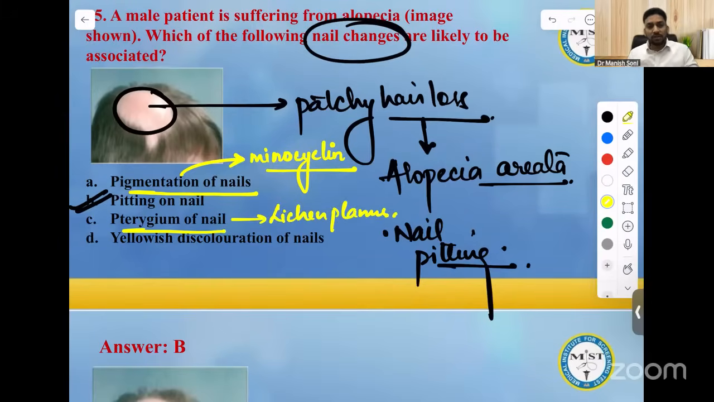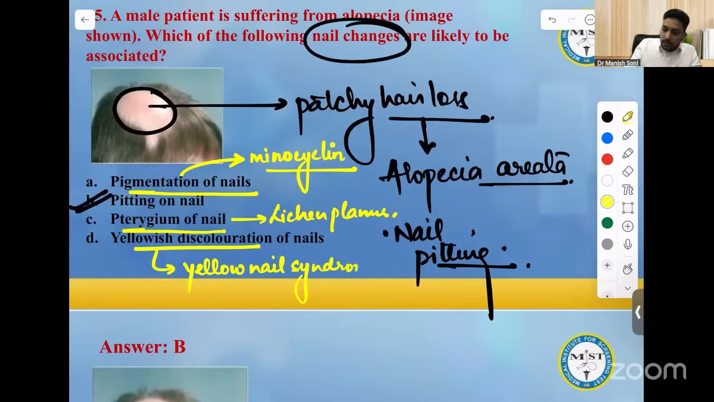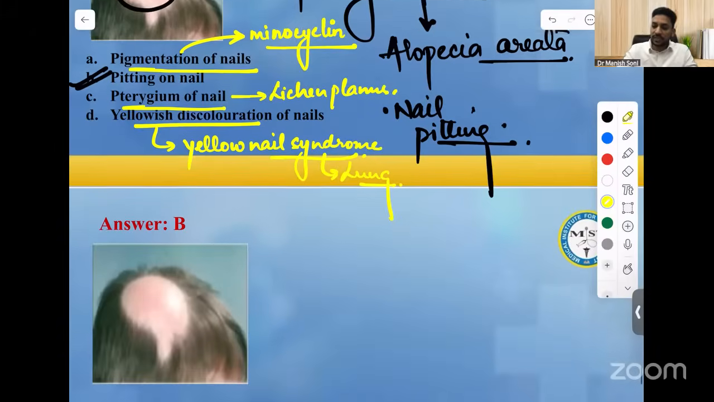Yellowish discoloration of the nail can occur? Yes, it can occur in yellow nail syndrome. Yellow nail syndrome is a condition where nails become yellow along with respiratory issues. So patient has lung issues as well. So with systemic conditions, sometimes patient's nail can appear yellow. So all these can be seen, but in alopecia areata, the nail change associated is pitting of the nail.